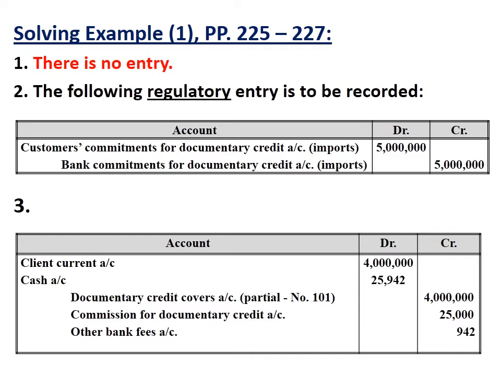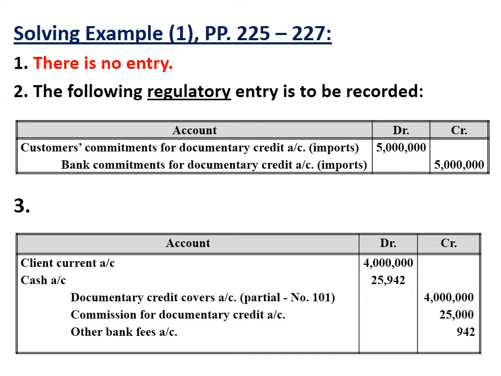Now, client current account 4 million. I put it in the debit side to decrease his current account by the 4 million. Then we got as bank cash 25,942. Why 25,942? You will know now.